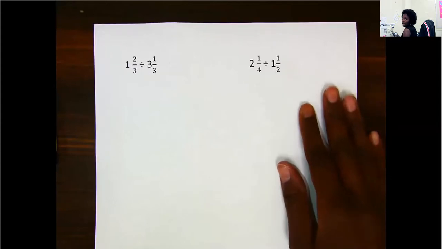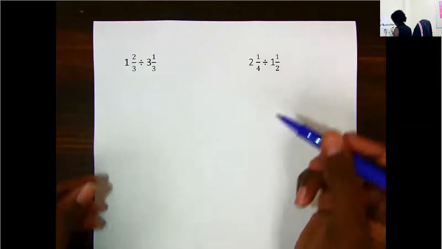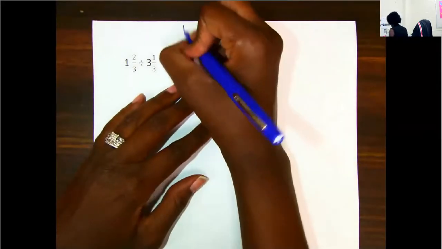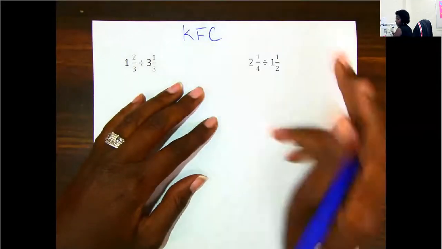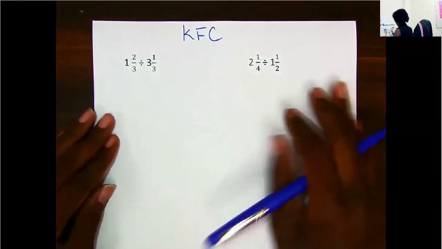So we have these two problems that we're going to focus on. Again, we're dividing, but are we really dividing? No, because a fraction is already division. So we're going to be using our friend KFC to help us. Remember, keep, flip, change.